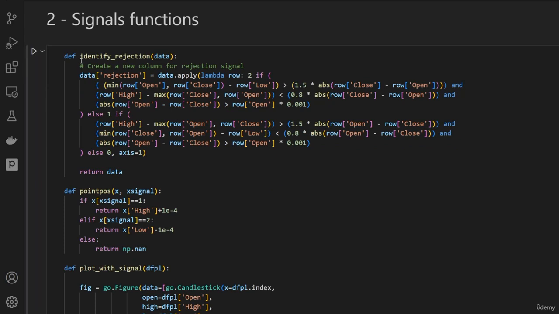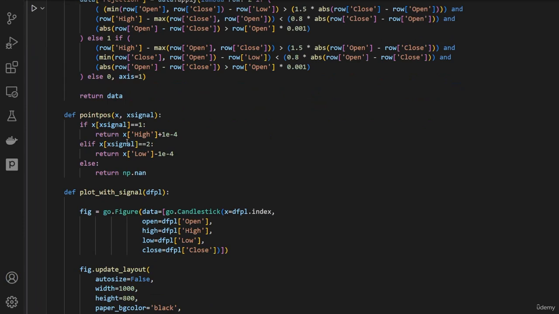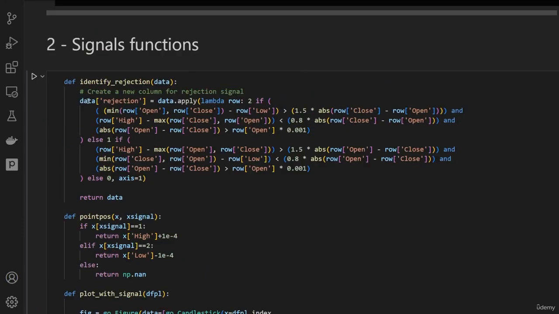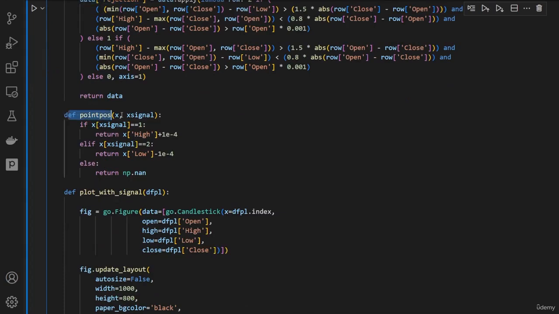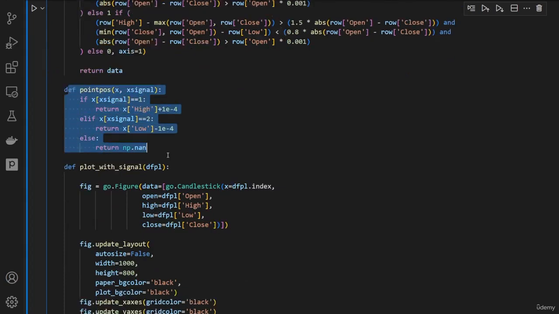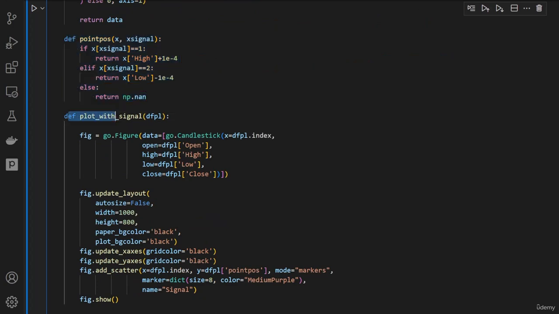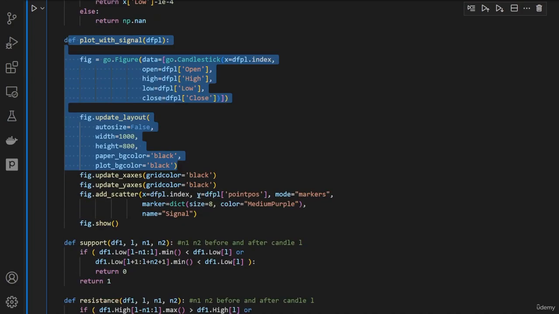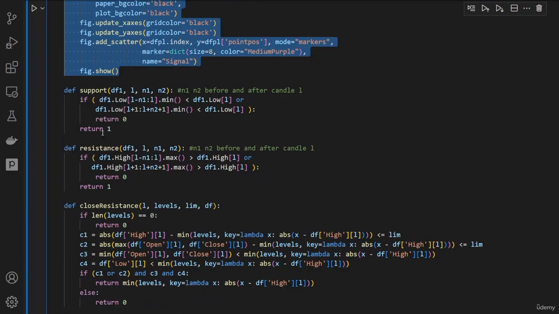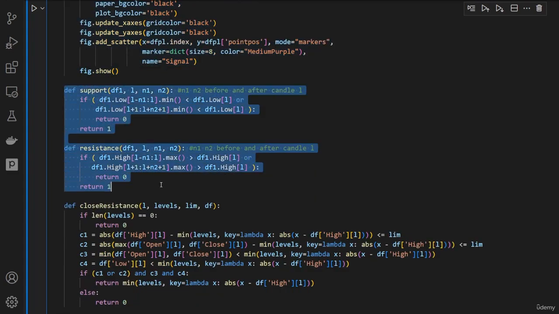So we have the identify rejection. This is a function that's going to detect the rejection candles, and it's going to add these as a new column in our data frame. We have the point positions. These are mainly for plotting the signals. We have the plot with signal function as well that we have used in previous video. I'll not go through all the details now to save you some time because these were explained in the previous videos. We also have the support and resistance functions.